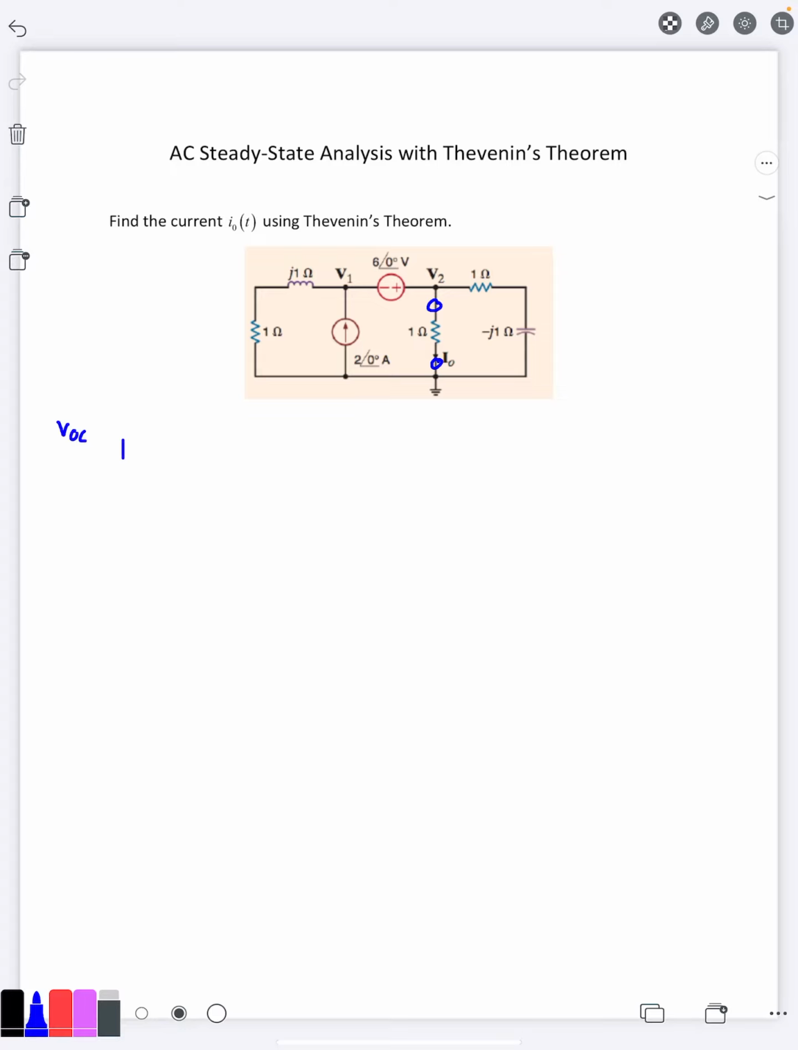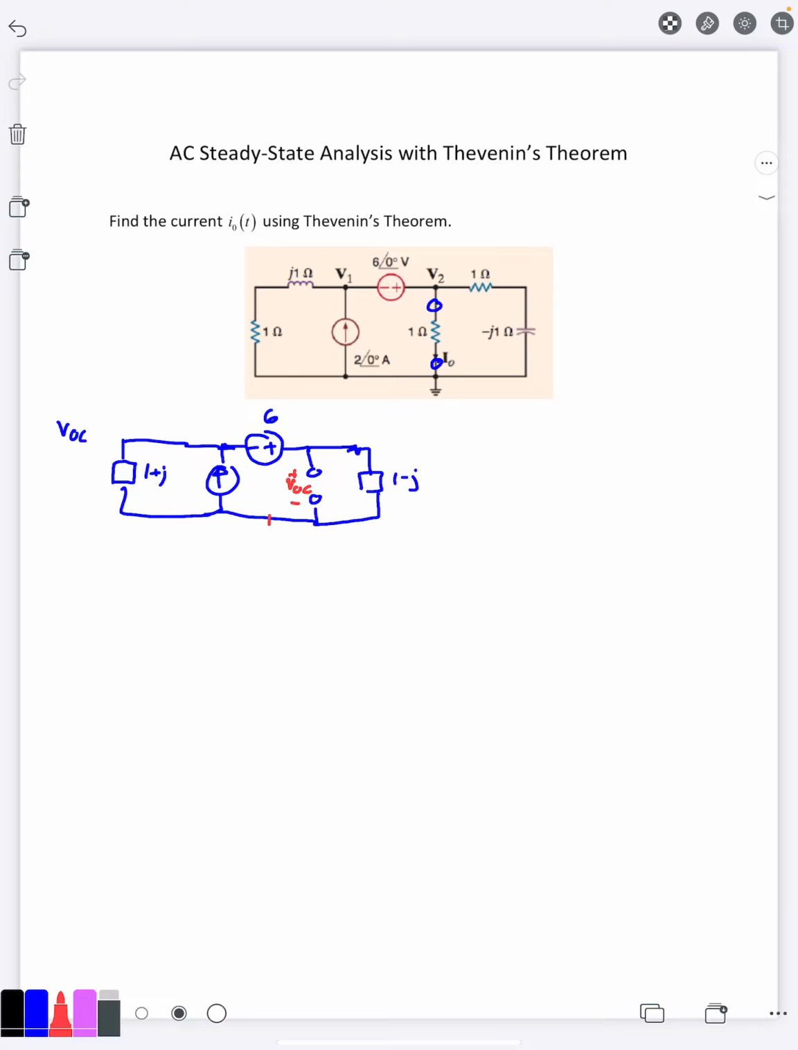So I'll start by combining the ones that are in series, 1 plus J impedance here. I've got my current source, my second voltage source, and I've got my open because I'm doing VOC here. And then I have my 1 minus J over here. Now VOC is this voltage across these terminals, which is also the same as just my V2 up here. So just realize that V2 is what we're looking for.